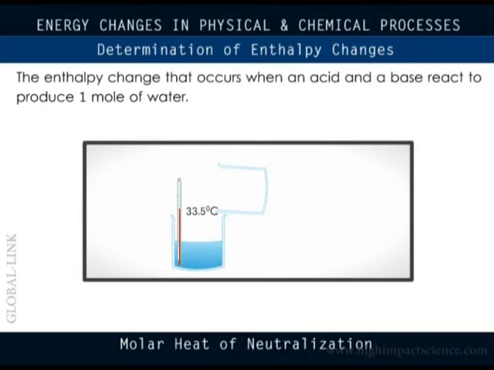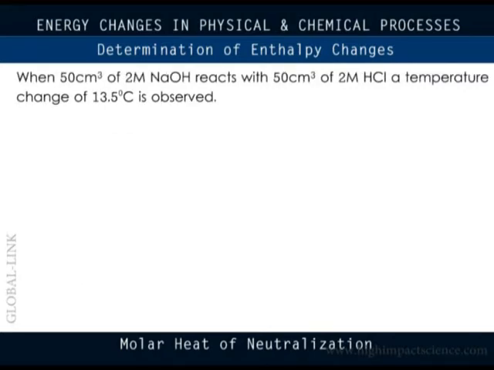So let's say when 50 cubic centimeters of 2 molar sodium hydroxide reacts with 50 cubic centimeters of 2 molar hydrochloric acid, a temperature change of 13.5 degrees Celsius is observed. Now, the temperature is measured in Kelvin, but a change in temperature will have the same value on the Kelvin and on the Celsius scale. So delta T will still be equal to 13.5 Kelvin.